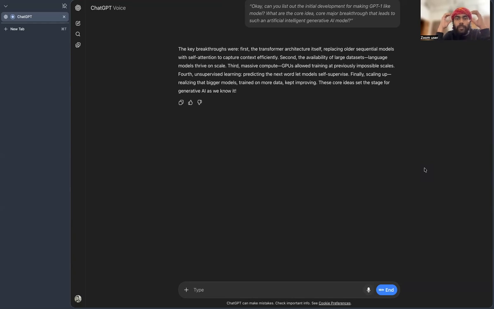Self attention to capture context efficiently, and the availability of large data sets, language models thrive on scale. Massive compute, GPUs allowed training at previously impossible scale, and unsupervised learning, predicting the next word, let models self supervise. Finally, scaling: the bigger model trained on more data kept improving.